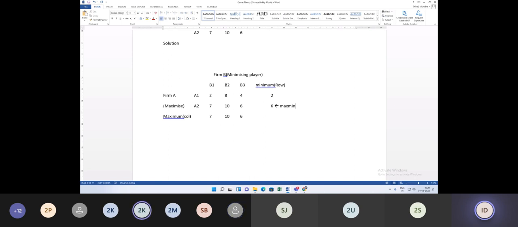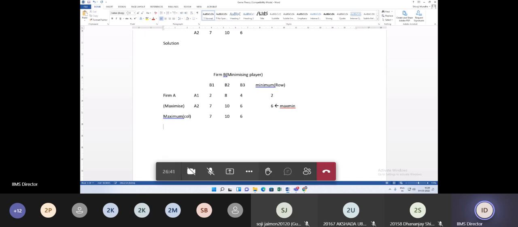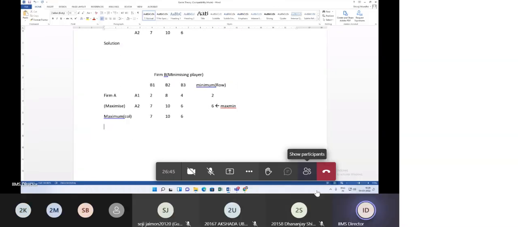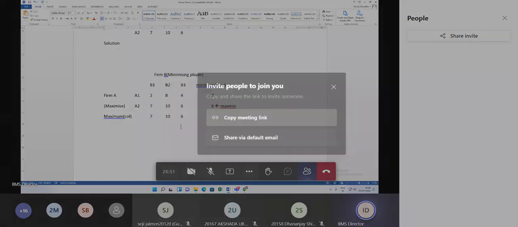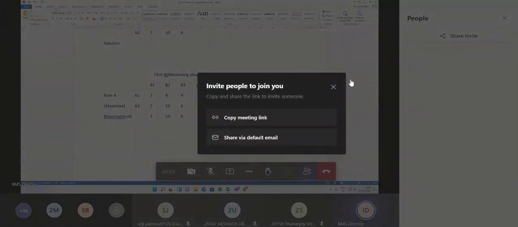Similarly, we have to select here. Now we have to find out the minimum from the maximum. We have to find out the minimum from the maximum. Now the arrow.